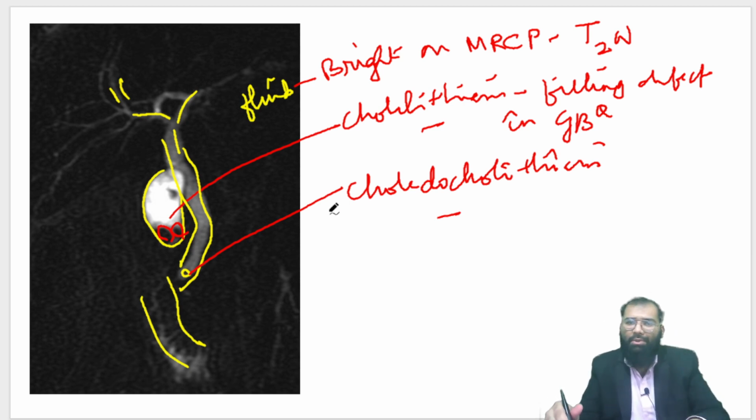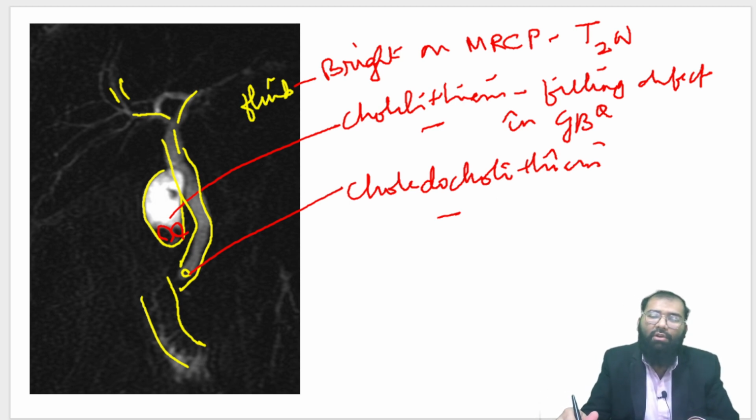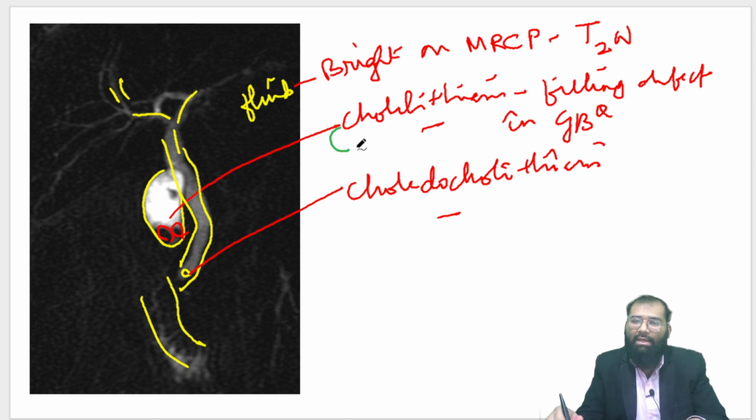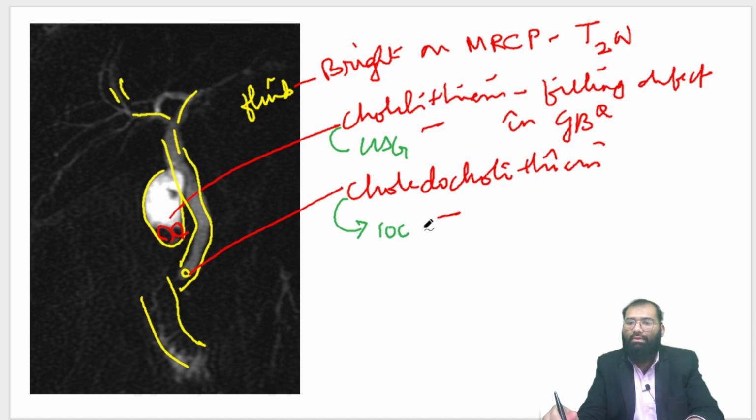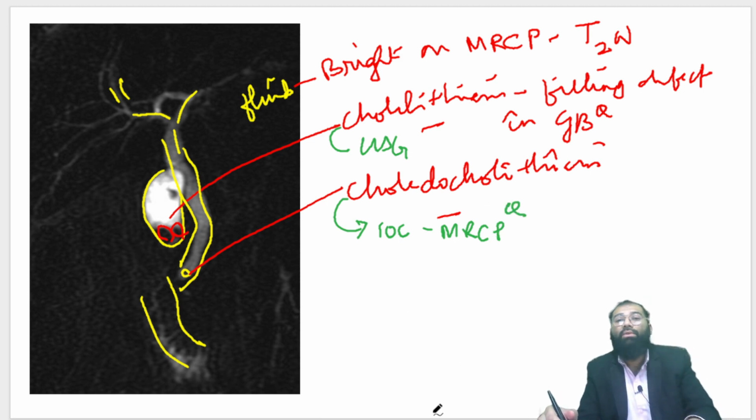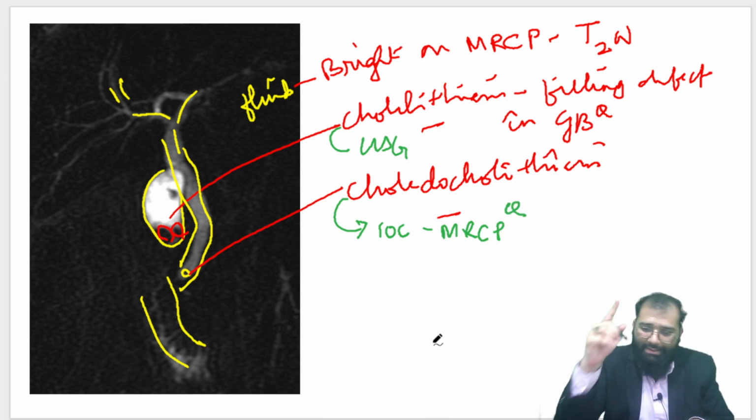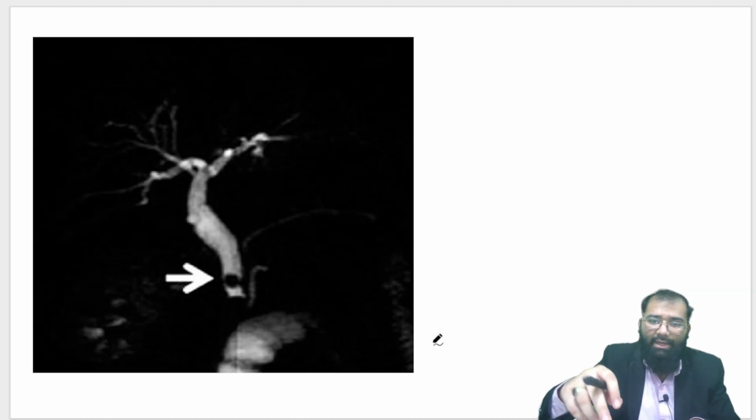Now a VIP question. What is the investigation of choice for cholelithiasis? Answer was ultrasound. What is the investigation of choice for choledocholithiasis? Answer is MRCP. So MRCP is the investigation of choice for choledocholithiasis. Now let us move ahead.